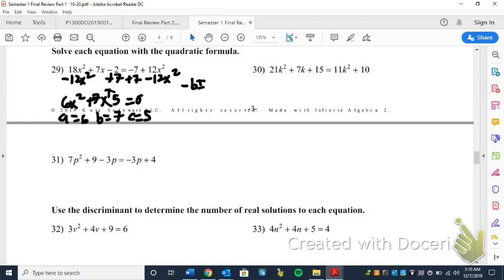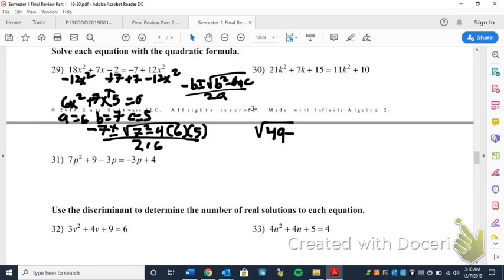So negative b plus or minus the square root of b squared minus 4ac over 2a. That's our quadratic equation or formula. So we're going to plug that in. Negative 7 plus or minus the square root of 7 squared minus 4 times 6 times 5 over 2 times 6. Now, in your steps, it says to go ahead and check the discriminant. Here we have 49 minus 120. That's the square root of negative 71.